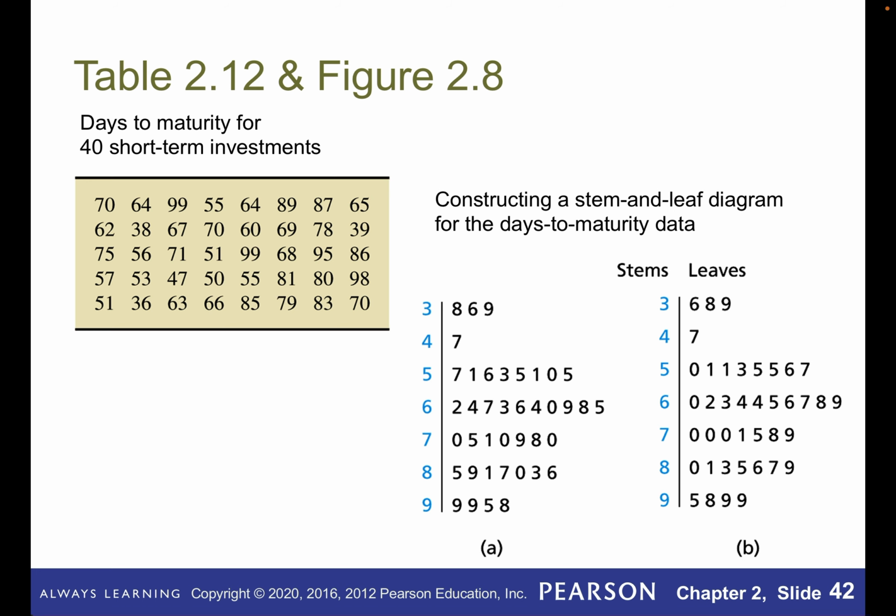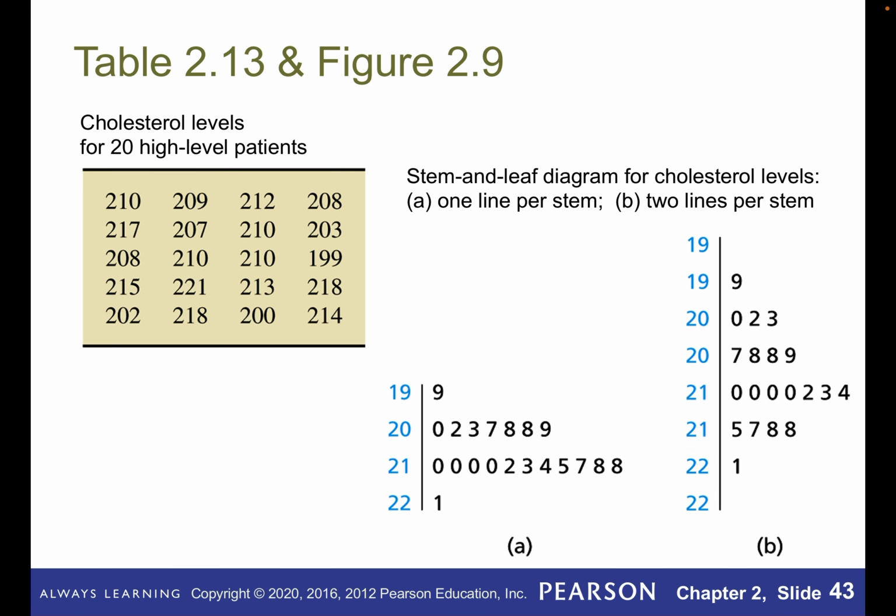Another example, given here in table 2.13 and figure 2.9, deals with cholesterol levels. What's being illustrated here is that what's the stem and what's the leaves can be done in different ways. In part A, every digit except the ones digit is taken to be the stem, and then the ones digit is taken to be the leaf.